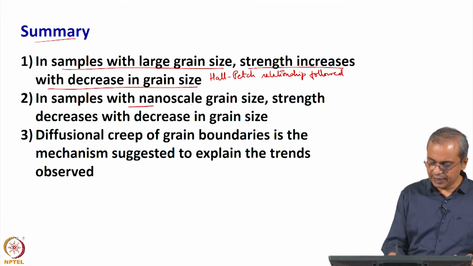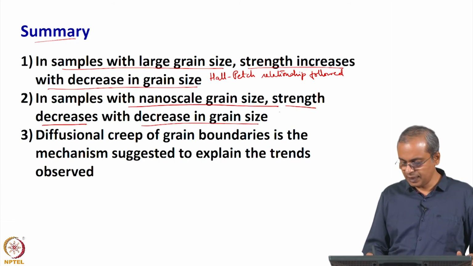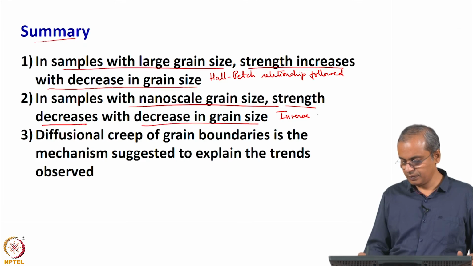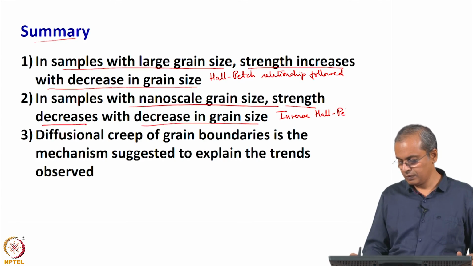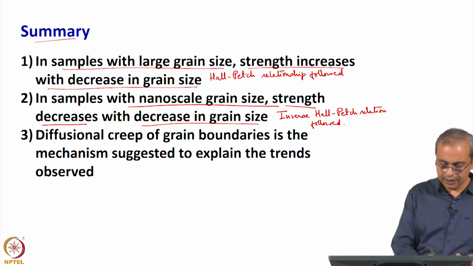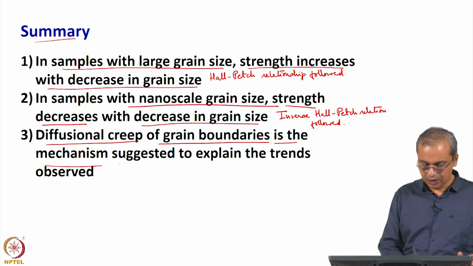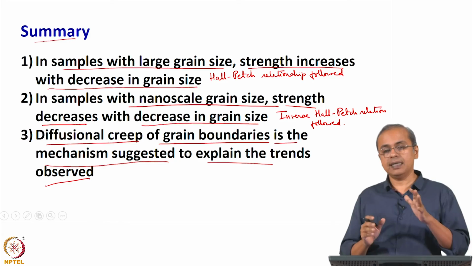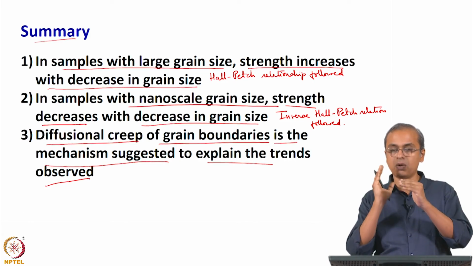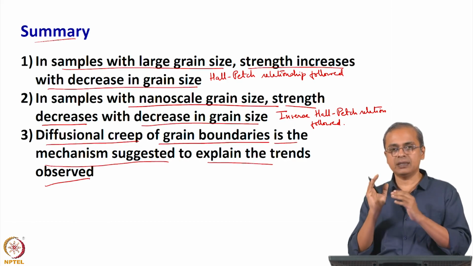In samples with nanoscale grain size, strength is seen to decrease with decrease in grain size, and so this is the inverse Hall-Petch relationship. And diffusional creep at the grain boundaries is the mechanism that is suggested to explain the trends that are observed. So, this diffusional creep is the creep of vacancies and atoms along the grain boundary. Diffusional creep is occurring due to movement of atoms and vacancies along the grain boundary.